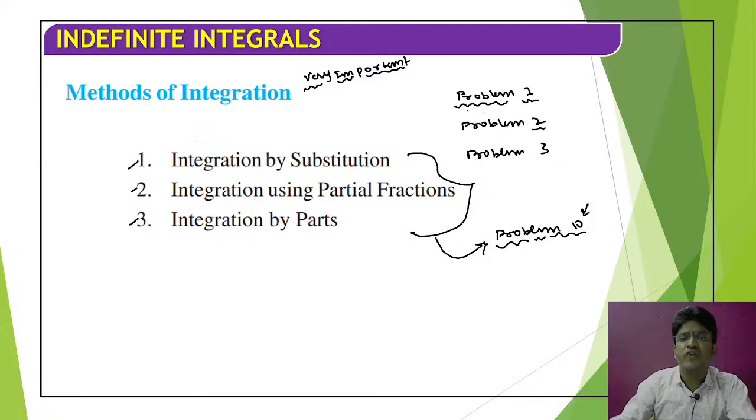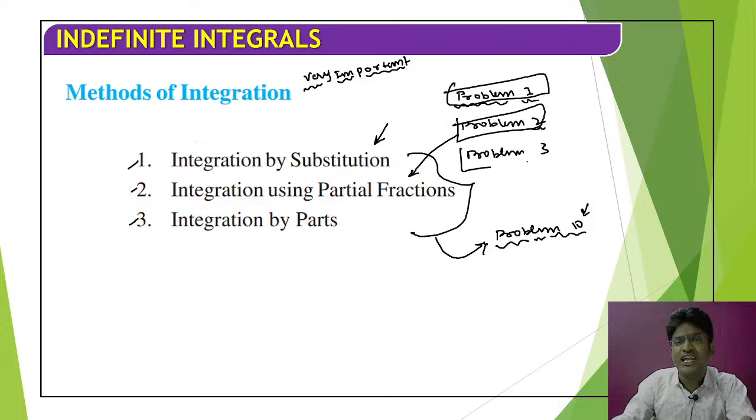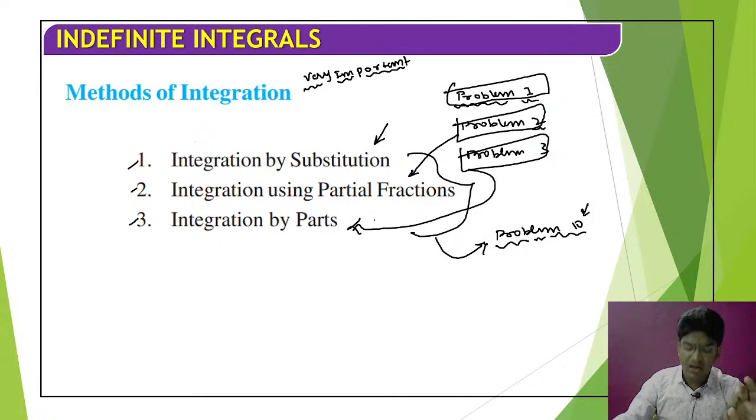For example, problem number 1 is going to be solved by only substitution, no problem. Problem number 2 is going to be solved by only partial fractions, no problem. And problem number 3 is going to be solved only with by parts. But there are such types of problems where you may use all three methods in a single problem.